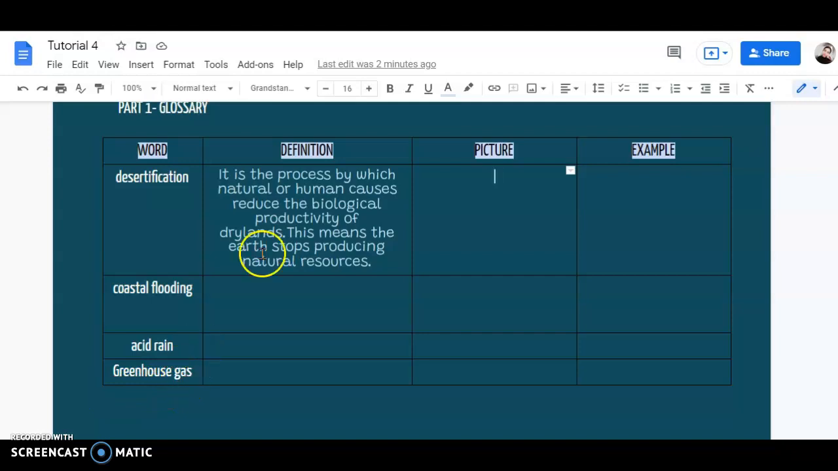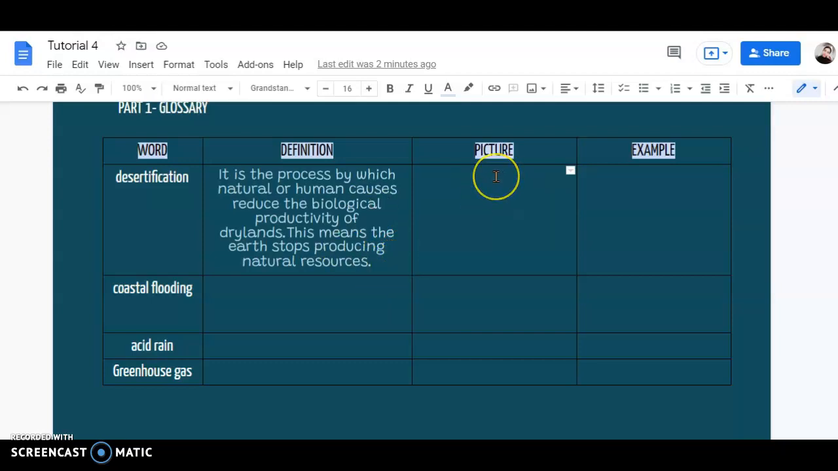So what you have to do is look for a definition in the dictionary and copy it here. Insert a picture, and lastly, write an example with the word. So let's see. The definition I found for desertification is: it is the process by which natural or human causes reduce the biological productivity of drylands. This means the earth stops producing natural resources.